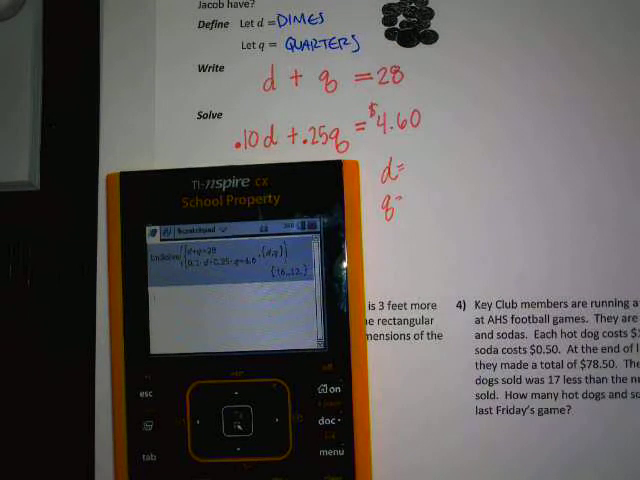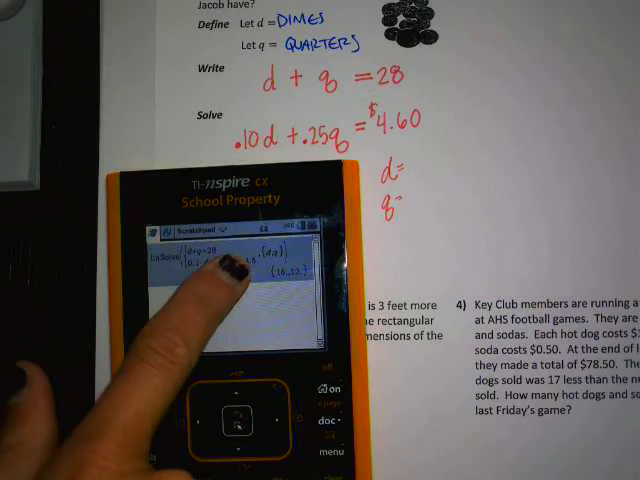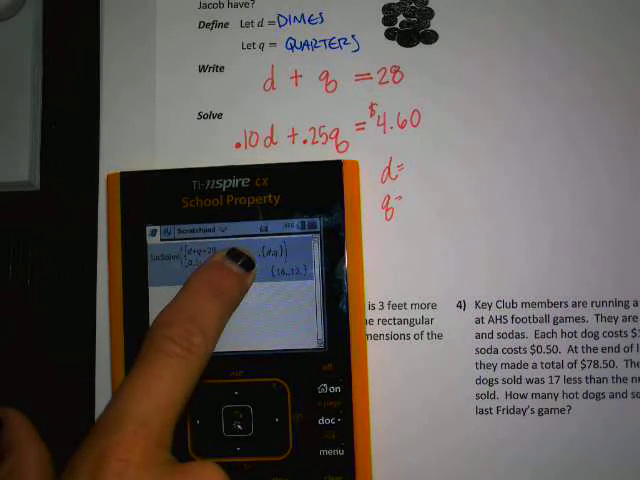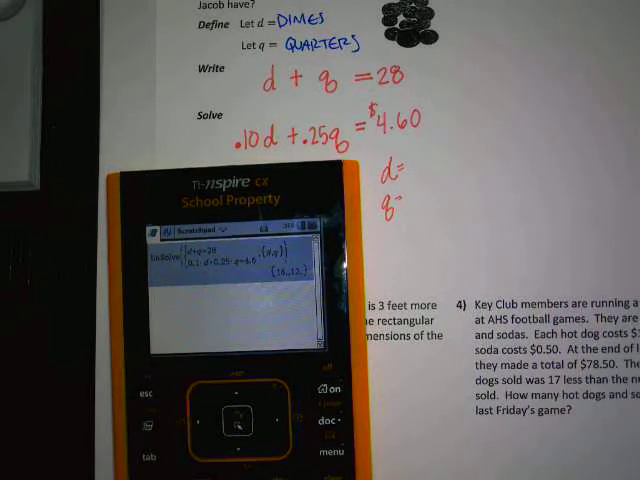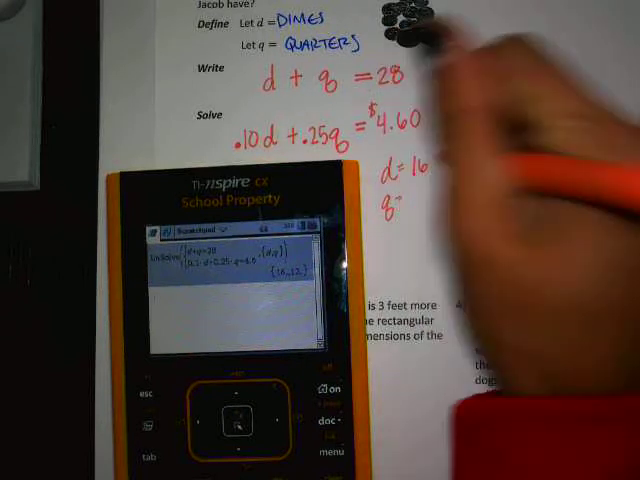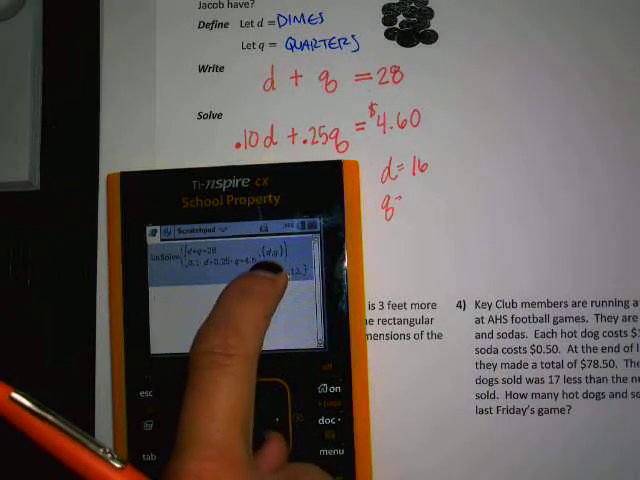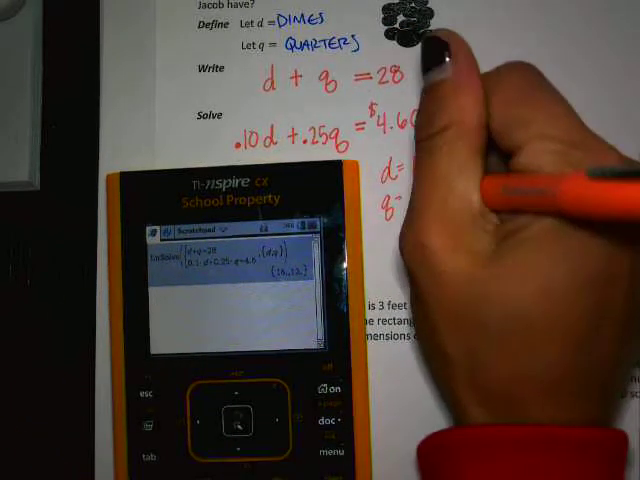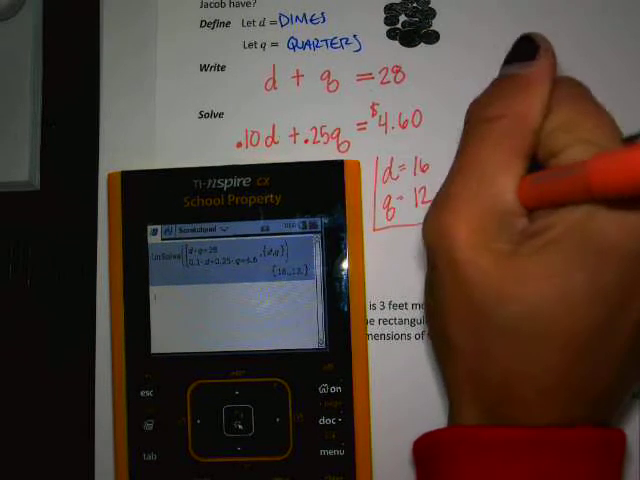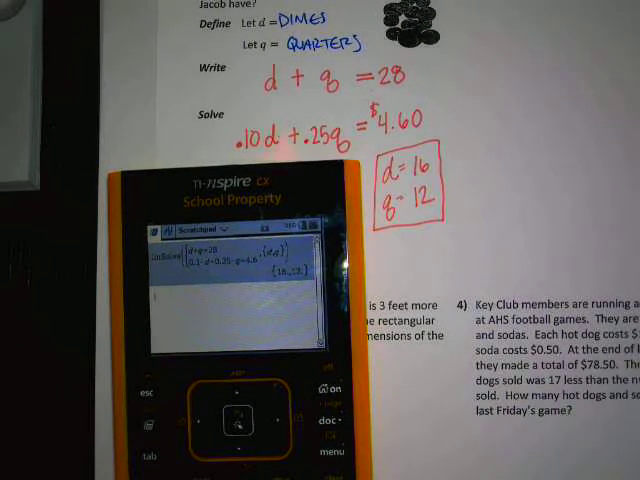Alright, so now all I have to do are my answers. So, since D came first in my coordinate point here, 16 is going to be the number of dimes. And then Q was second, so 12 is going to be the number of quarters. So I have 16 dimes and 12 quarters.